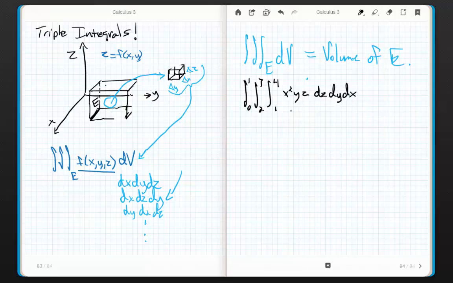Now remember, we work from the inside out, so these limits are on z. The integral from 1 to 4 deals with z. So the only thing I worry about is that guy, right?